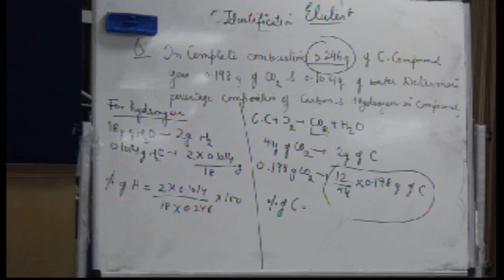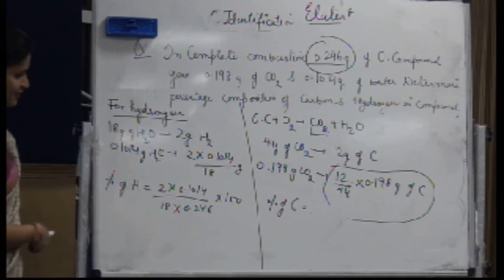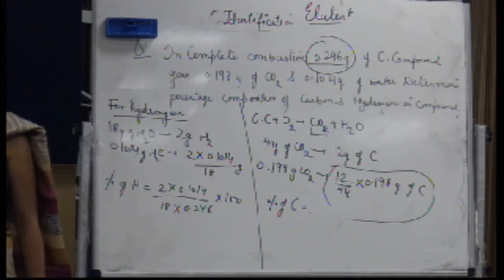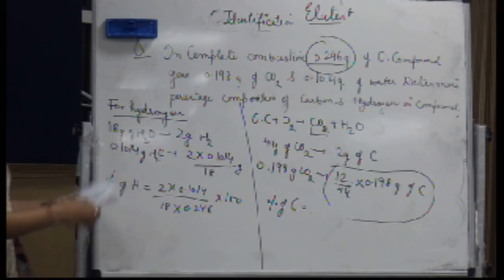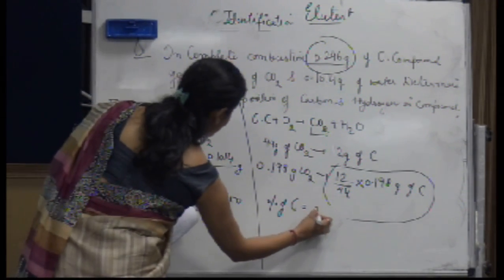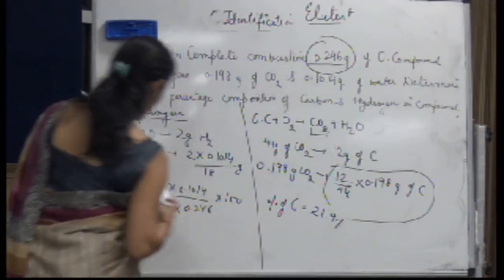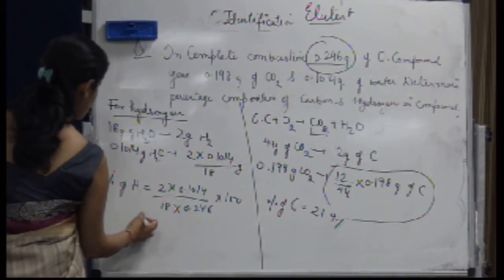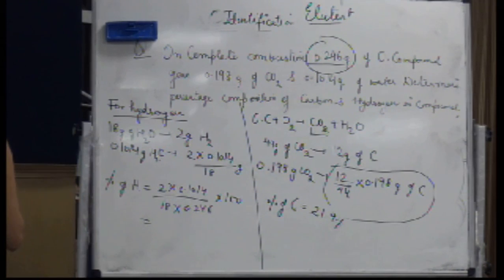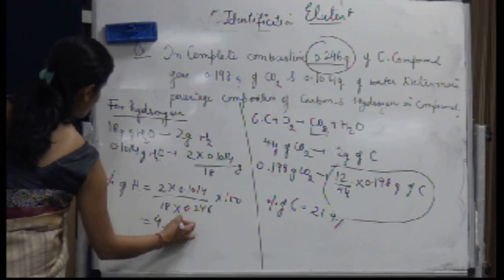Anything which is not clear? Okay. You just have to divide it. Has anybody solved it? Carbon is 21.9. And what about hydrogen? It is around 4.58.